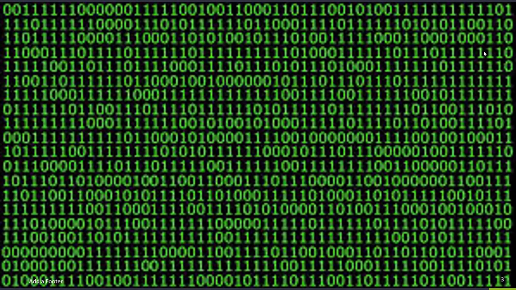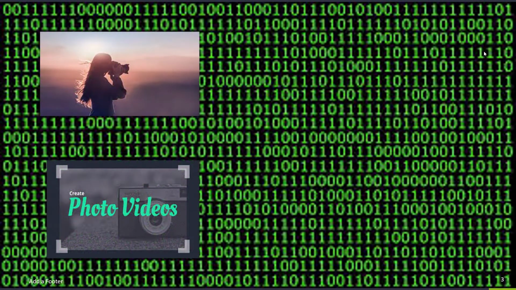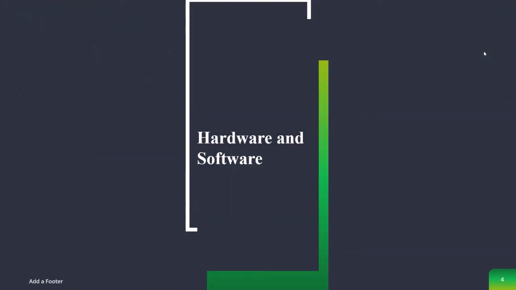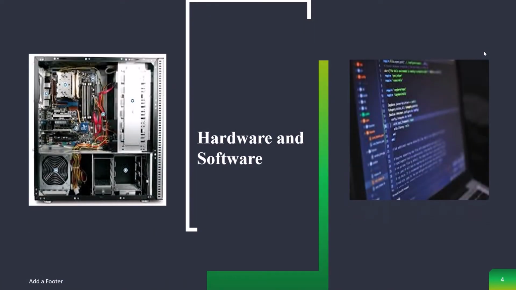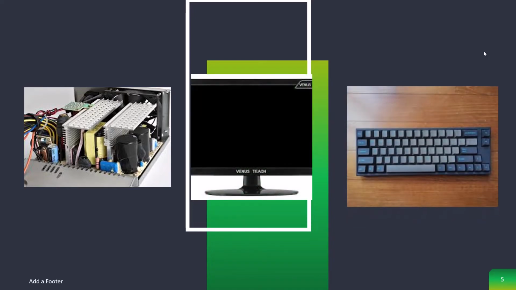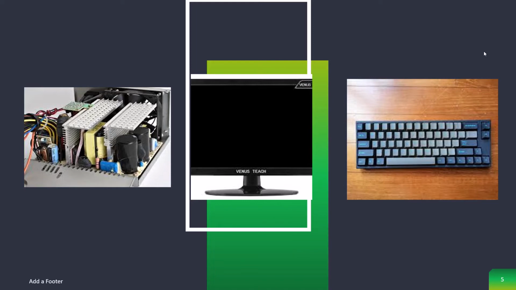The computer says that data are ones and zeros, but we know that zeros and ones combine to make very complex things such as pictures, videos, games and so on. A computer is the combination of hardware and software. Hardware is the physical part of a computer, which includes all the internal components and also the external parts like the monitor and the keyboard.